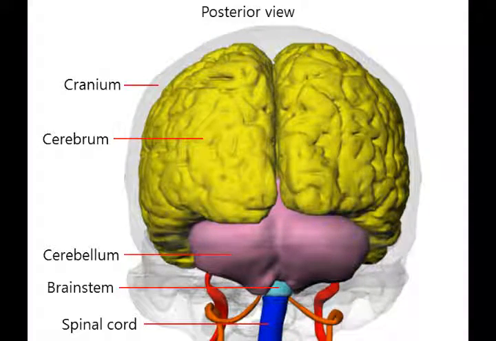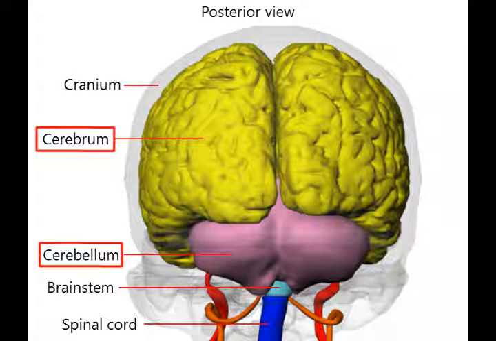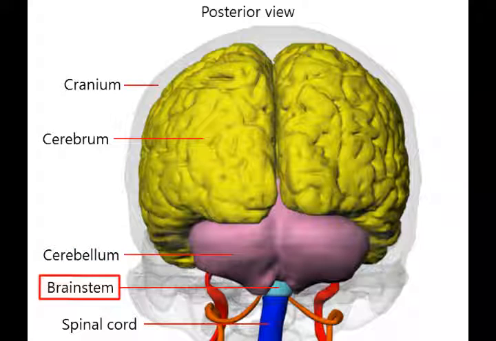I will briefly explain why the cerebrum, cerebellum, and spinal cord are essential. The cerebrum is needed for a person to think, and the cerebellum is needed in order to exercise. The brainstem is essential for staying alive.